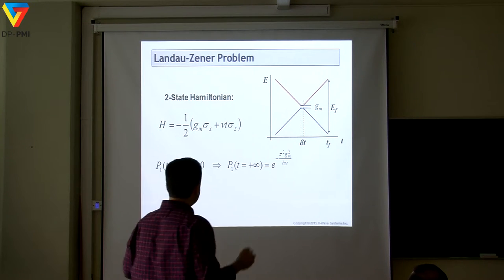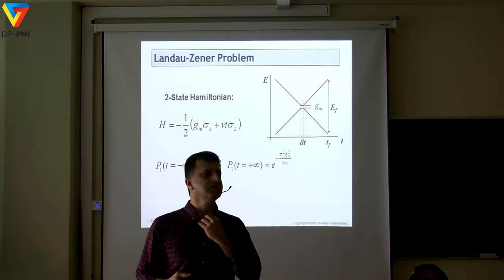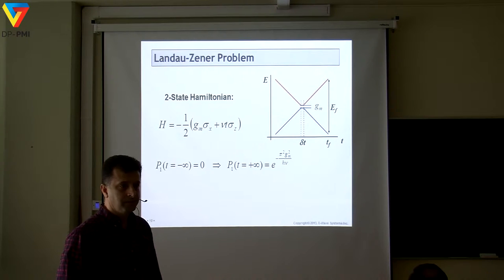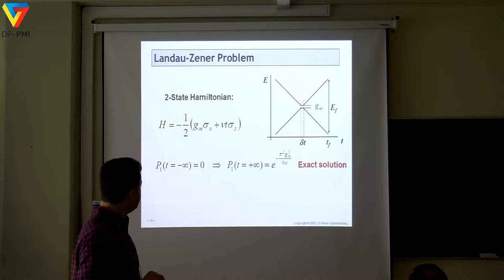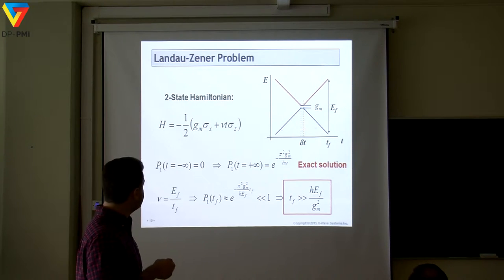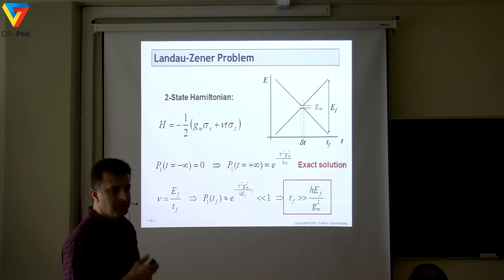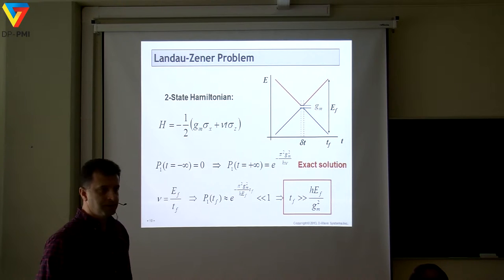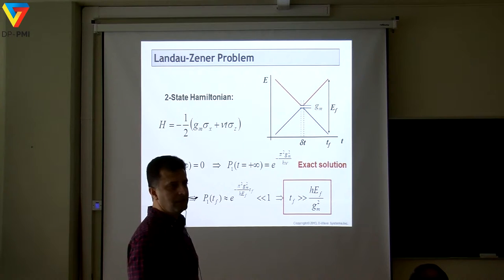It turns out that Landau and Zener showed in the 30s that this problem has an exact solution: if at t equals minus infinity the probability of being in the ground state is one, which means the probability of being in the excited state is zero, at t equals plus infinity you get this probability. And now if, instead of going from minus infinity to infinity, I restrict my time, you can convince yourself that the rate of change will be the ratio of EF divided by T. And you again get exactly the equation that I got from the uncertainty relation. So this is another way of getting the adiabatic theorem.